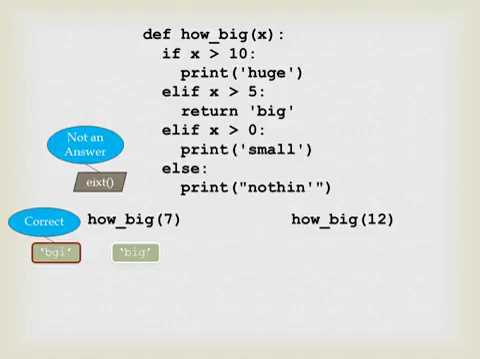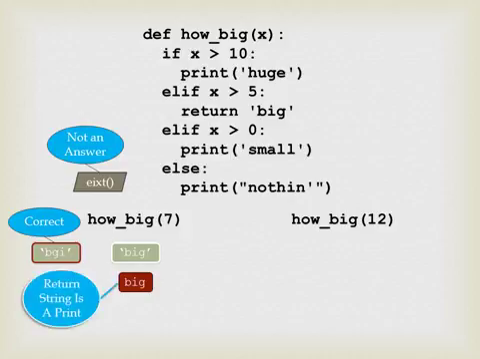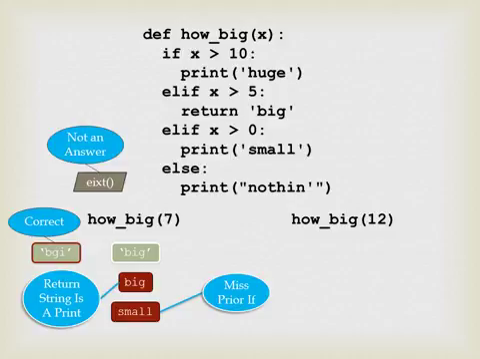A common wrong answer for this first assessment is big without quotes, which the instructor would give a misunderstanding label of "return string as a print." This is where the student believes a function's return value is displayed as if it was printed. Another wrong answer for this assessment is "small." This one will get the misunderstanding label of "miss prior if," where the student missed a prior part of the if statement, making them come to the wrong if clause.